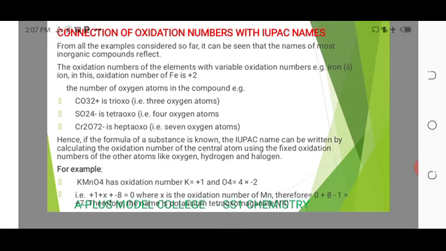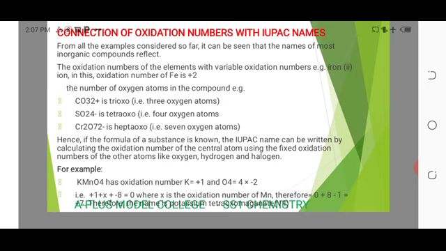SO4 2 minus, I'm sorry about that, it should be SO4 2 minus, and that is 4 oxygen atoms, which is tetraoxo. And look at Cl2O7 2 minus. We have 7 oxygen, that's why we have heptaoxo, because hepta is 7.